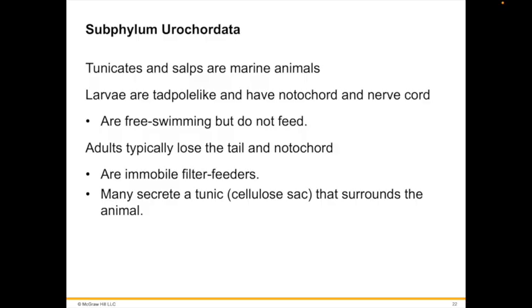Tunicates change so much as they mature and adjust to an immobile, filter-feeding existence that it is difficult to discern their evolutionary relationships by solely examining an adult. Many adult tunicates secrete a tunic, a tough sac composed mainly of cellulose, a substance frequently found in the cell walls of plants and algae, but rarely found in animals. The tunic surrounds the animal and gives the subphylum its name. Colonial tunicates may have a common sac and a common opening to the outside.